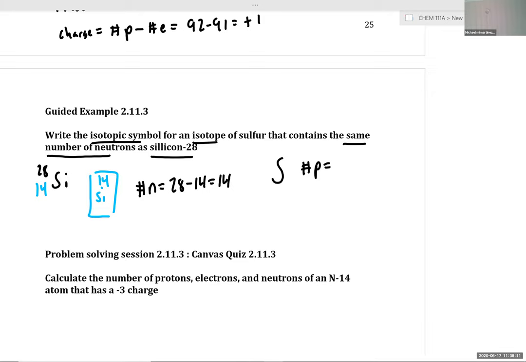Yes, and how many protons does sulfur have? 16, yep. If you look in the periodic table, you'll see a 16. So we have 16 protons for sulfur.